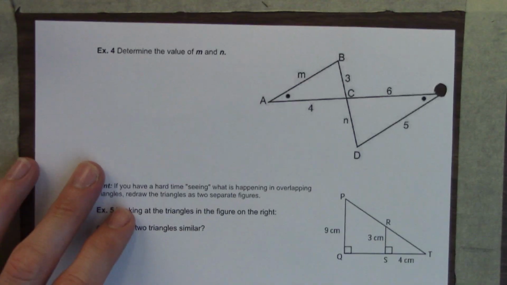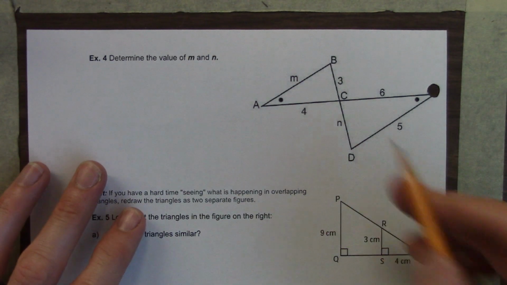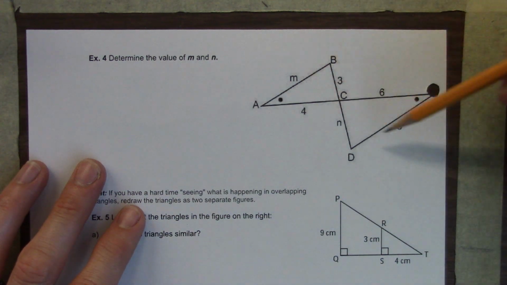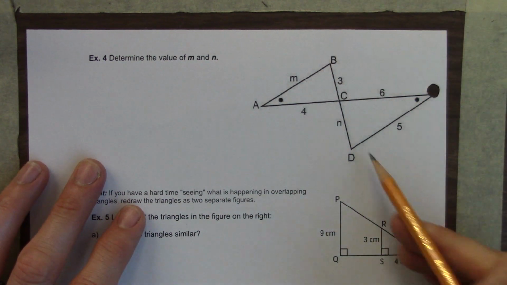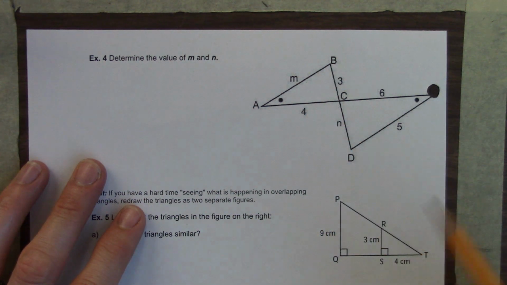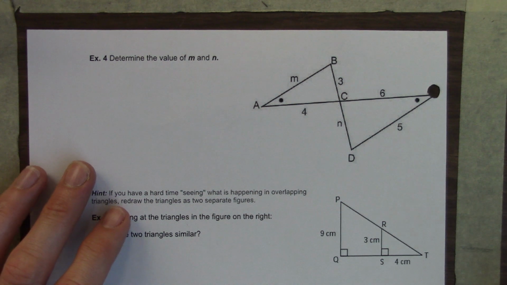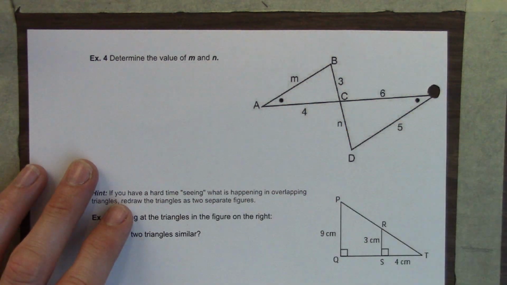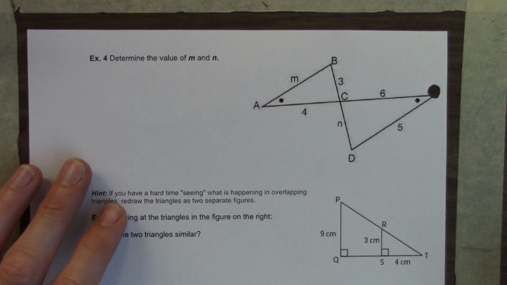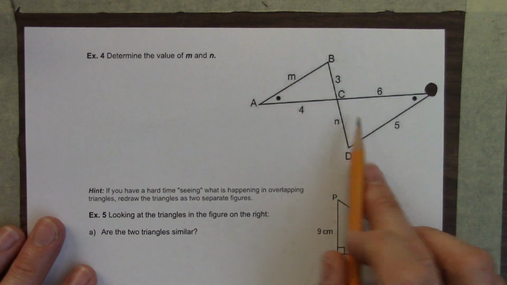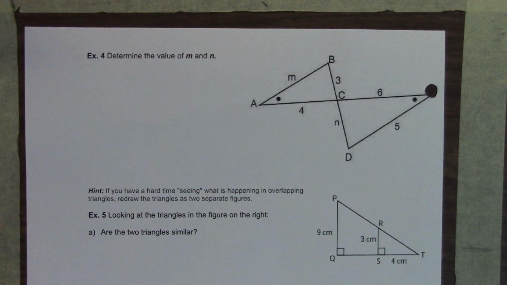All right, let's see. Determine the value of m and n. So the first thing we want to check, are these triangles similar? Now if they are similar, then we can use our ratio of sides to determine m and n. m and n are side lengths. First thing we want to do is determine that they're similar. Who has any idea whether these two triangles are similar? We did review some angle theorems. Pretty easy stuff here. Who can tell me? KG, yeah?